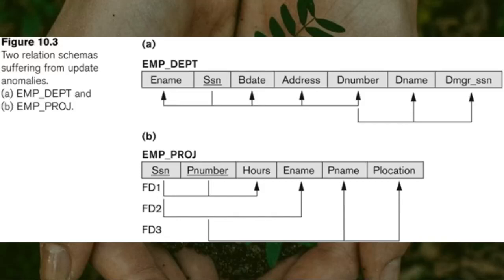Employee department mixes the attributes from the employee and the department. And employee project mixes the attributes from the employee and the project, and also from the works-on relation. This is against guideline one, so there's a problem with the quality of the two relations. These two can be used as views when we retrieve data. But if we are using these two as base relations, several problems can arise.